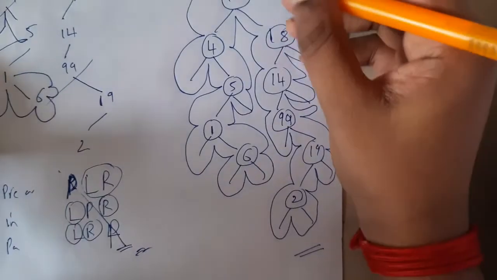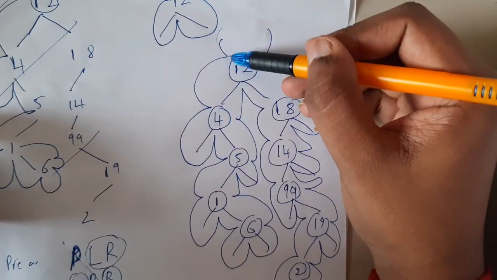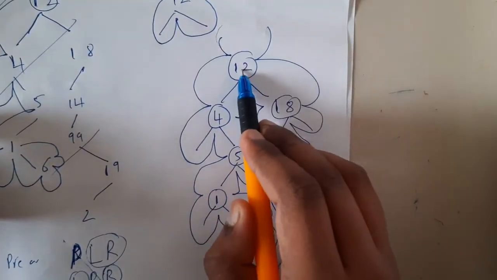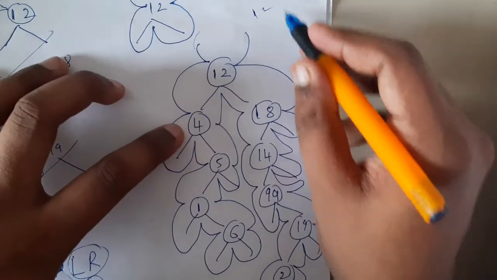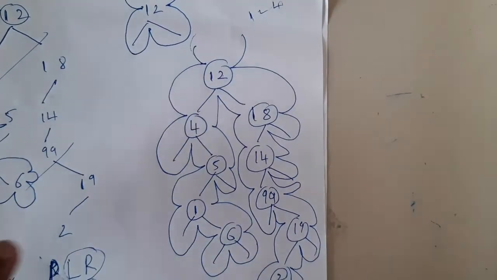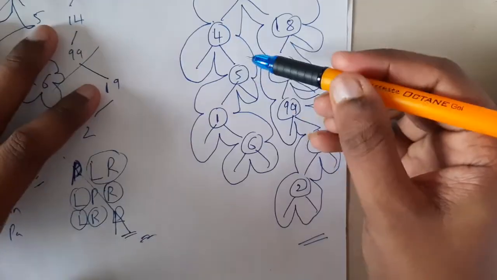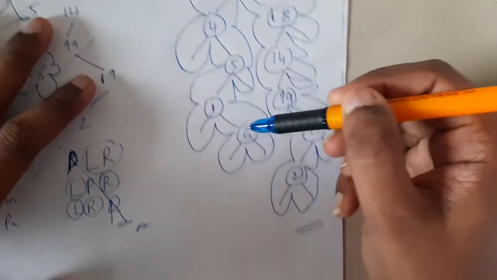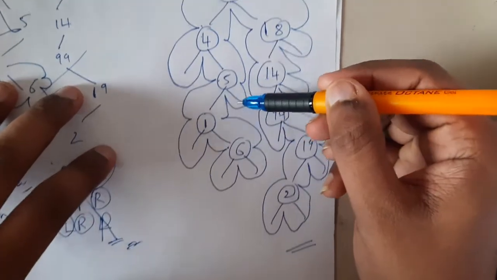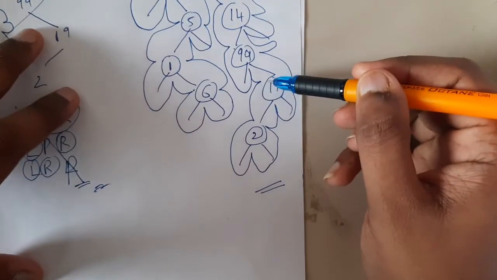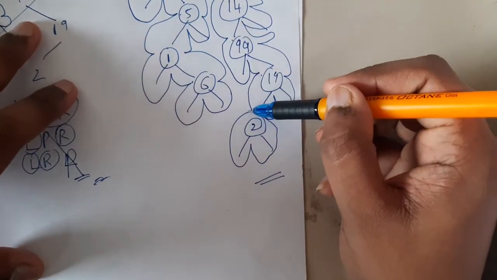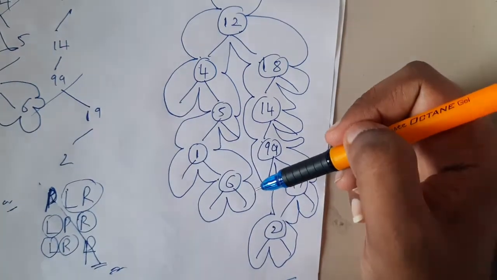Basically the traversal is nothing but you'll be writing, so pre-order means the first touch. First touch is given for 12, then for 4, like the first touch order. So 12, then 4, then 5, then 1, then 6, nothing, then 18, then 14, then 99, then 16, then 2. So this is the pre-order that I had just told you.